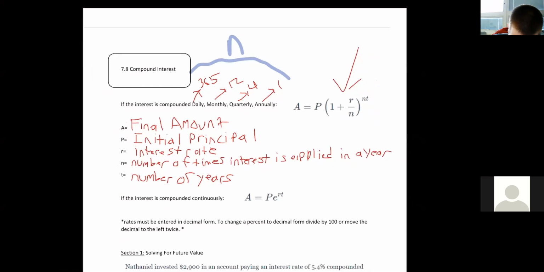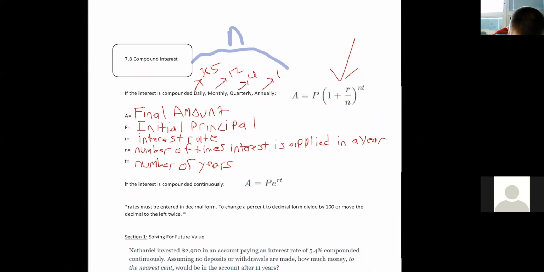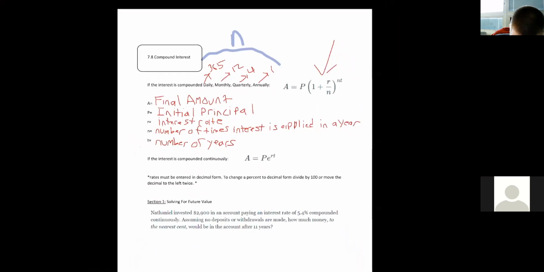So one other thing before we jump into some examples: when you plug in your interest rate, you need to make sure it's in decimal form. Remember, to change a percent to a decimal, just divide by 100, or move the decimal place to the left twice. If it's 10%, don't put 10 in, you would do 0.10. Make sure your percents are in decimal form.